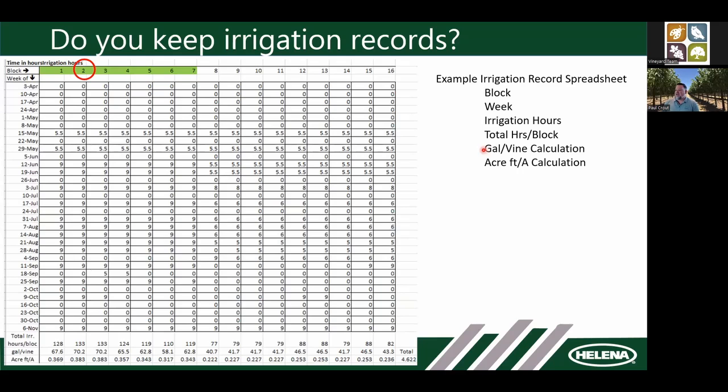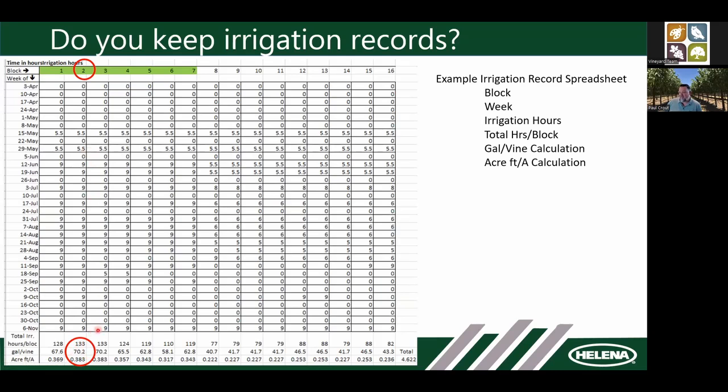So I'm going to show you here, there's a block, and this is the total calculation for this block. You can see there's 5.5-hour irrigation times, there's 9-hour irrigation times, totaled up to 133 hours of irrigation, which calculates out to 70 gallons per vine.